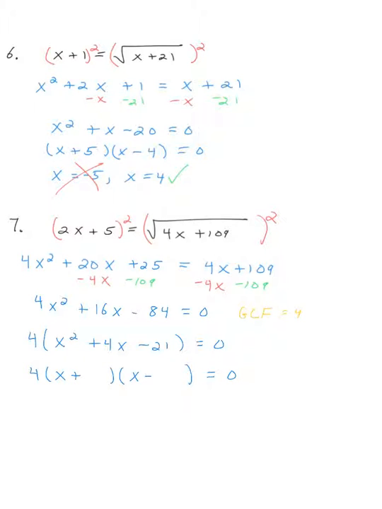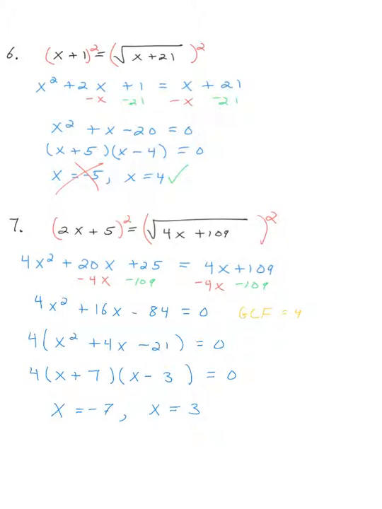We want two numbers that multiply to a negative 21 but add to a positive 4. Okay, it's got to be 7 and 3. The sum is positive 4. The product is negative 21. Therefore, my two potential solutions are x is equal to negative 7 and x is equal to positive 3.